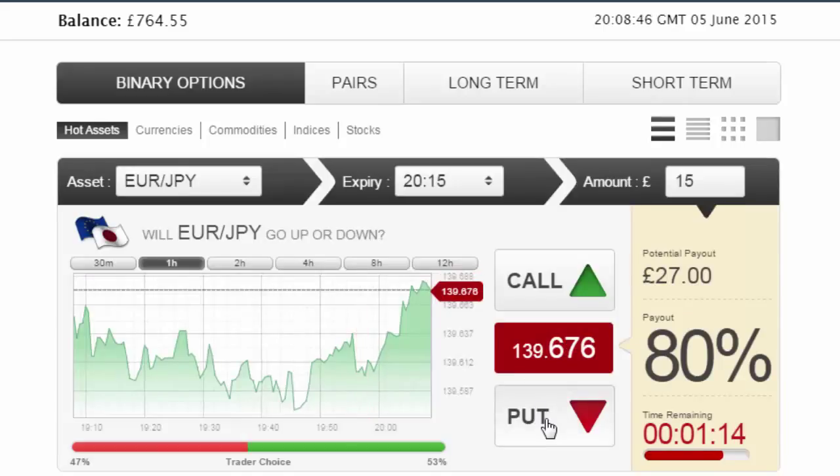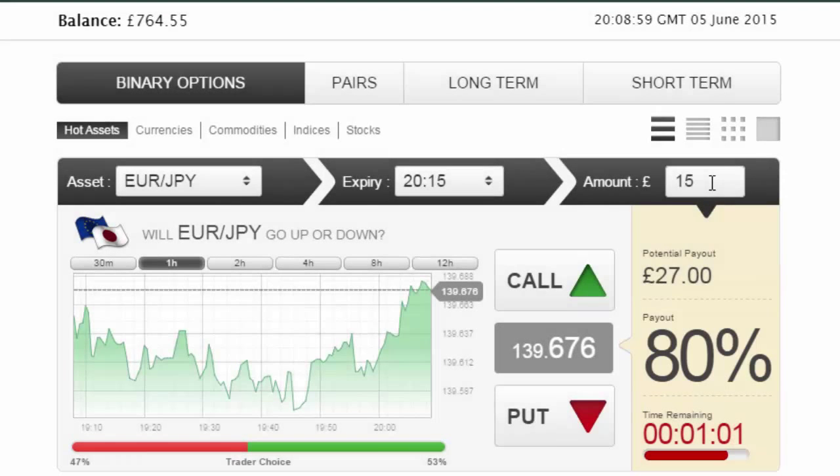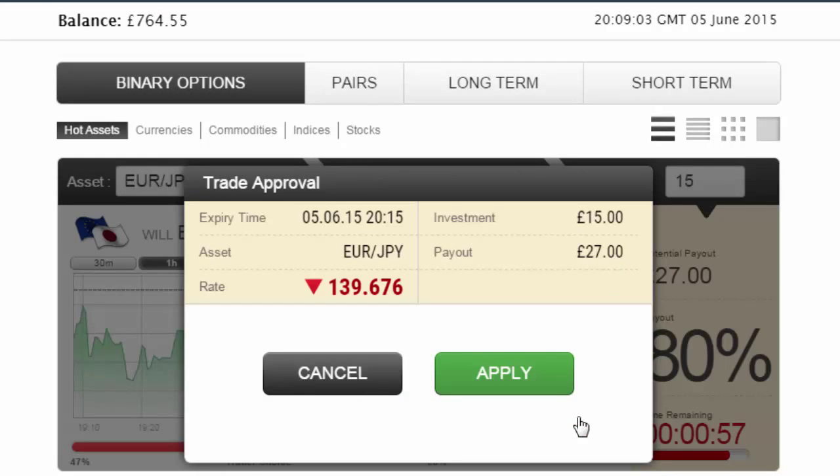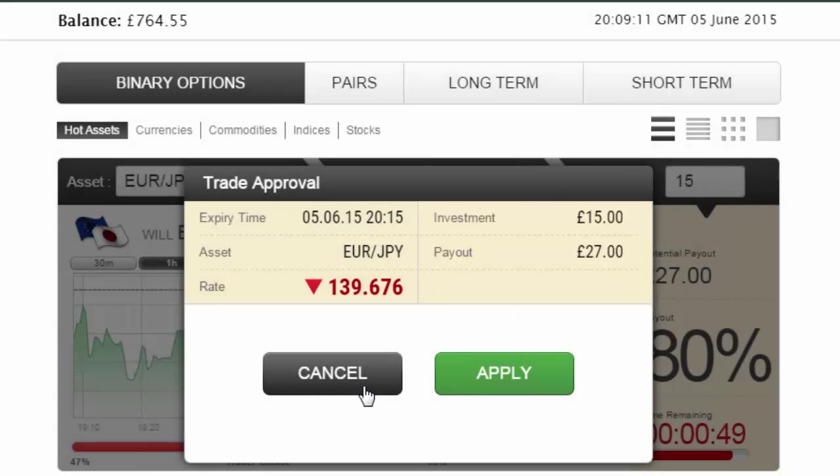Now, if we get the trade right when this expires at 2015, we will get a payout on this particular trade, this particular currency, of 80%. So if we're trading £15, let's have a look at this, we would get a payout of 27. That's an 80% return on our investment, potentially in as little as 7 or 8 minutes.